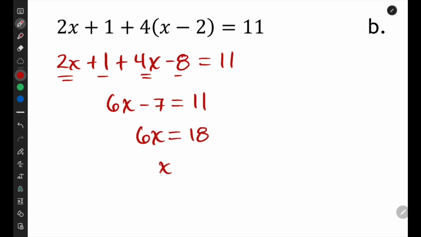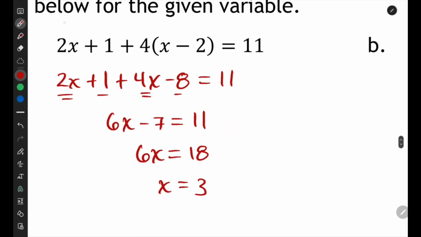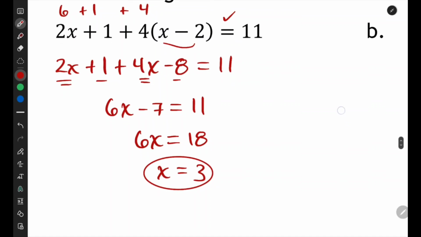And then dividing by 6, jumping ahead here, 18 divided by 6 is 3. So if I was going to confirm this answer, 2 times 3 is 6 plus 1 plus, if I put a 3 in there, 3 minus 2 would be 1, so this should be a 4. And if I combine those, yes, 6 plus 1 is 7, plus 4 is 11. So when x is 3, it does satisfy that equation. That's why we call that a solution.